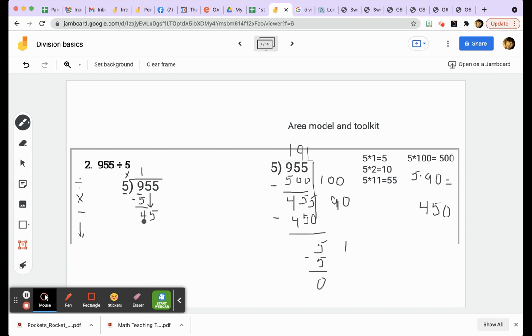5 goes into 45, or I'm going to think 5 times what number is 45? Well, 5 times 9. So after I divide, I multiply back. 9 times 5 is 45. After I multiply back, I subtract. And I have 0. 0 is less than 5. I'm going to bring down my last number. And I'm going to bring down a 5.